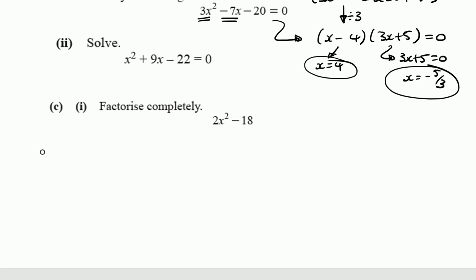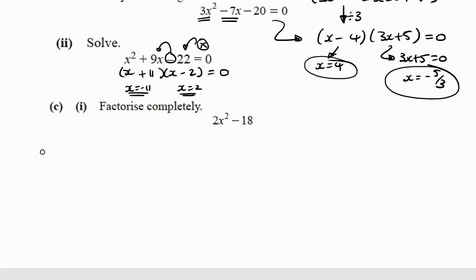So looking at the next question, this is a friendlier factorisation. I need two brackets with an x at the beginning of each bracket, two numbers that multiply to make 22 and subtract to make 9, that's 11 and 2. To make a plus 9, it's a plus 11 and a minus 2, and then each of these brackets could equal 0. So either x equals minus 11 is one solution, or x equals 2 is the other solution.